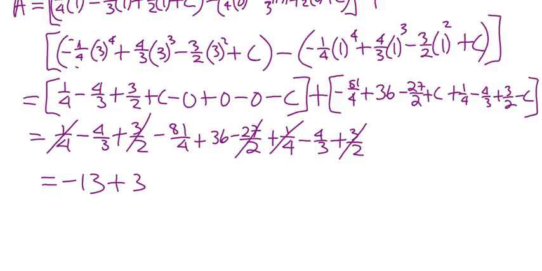Then we've got minus 8 thirds, minus 81 quarters, plus 36. Okay, so let's take our numbers. What's that? 39 minus 13 is going to be 26.